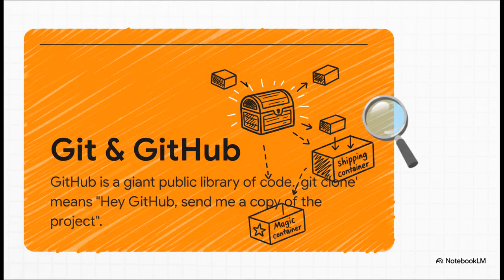So, where do we get our recipes? We get them from GitHub. Think of GitHub as a massive public library, but for code. And a command like git clone is basically you walking up to the librarian and saying, "Hey, can you send me a complete copy of that project?" And poof, it arrives neatly right in your current folder.